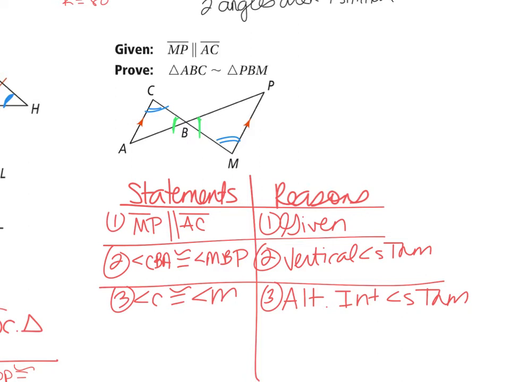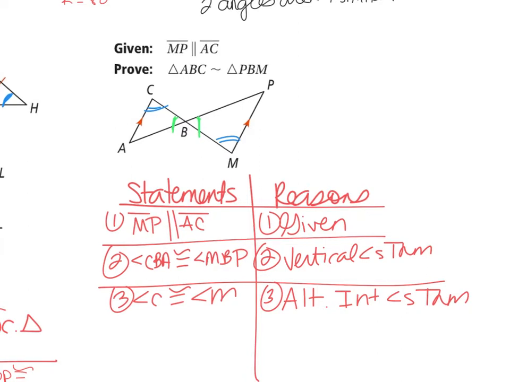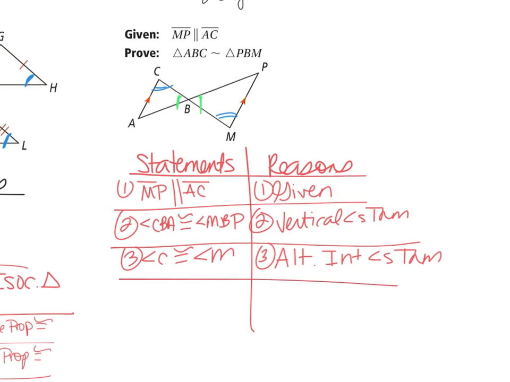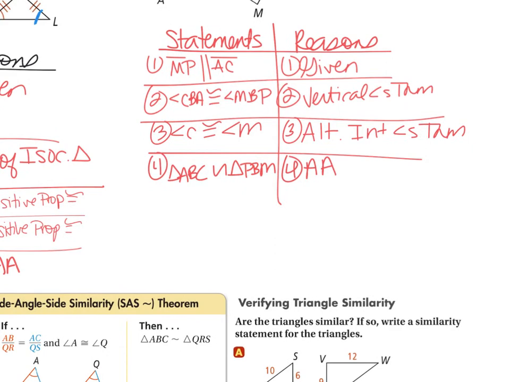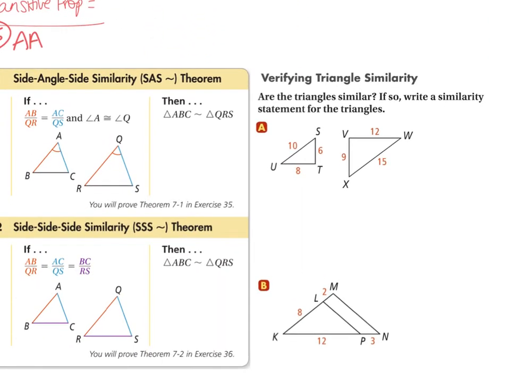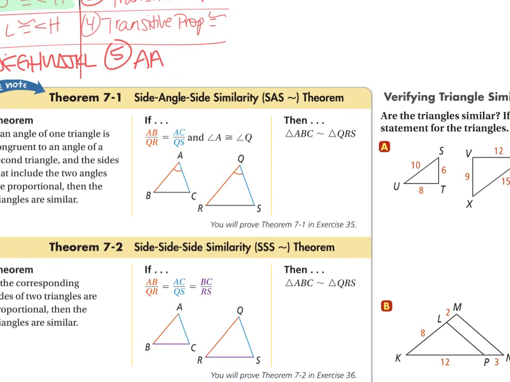Okay, now in our proof, do we have listed that two angles of these triangles are congruent? Yes, we do, so we're finished. We just need to write that step 4, triangle ABC, just like they have it up here, is similar to triangle PBM. And the reason is AA. Okay, no more proofs for these notes, I promise. Now let's go to the next page. So here's two more similarity statements, or theorems, I should say.